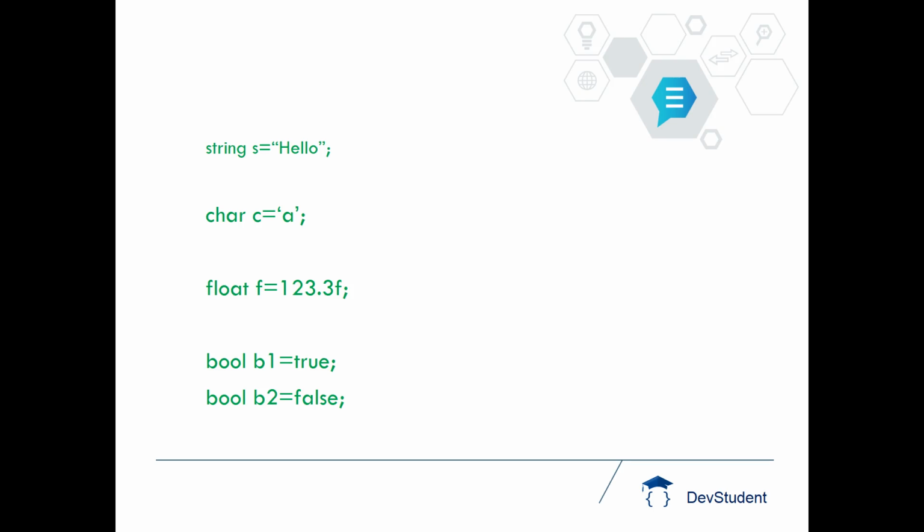Here are some more examples of how we create variables of different data types. The first one is string: string s equal to "hello" in double quotes. As it's a text value, you have to keep double quotes around the text. Next is char c equal to 'a' in single quotes. It's a character placed in a variable of char type. Next, float f equal to 123.3f. When you are creating a variable of float type, at the end you have to write f. Whereas there is one more data type called bool, which is used to store a value of true or false. You can't store values other than true or false.